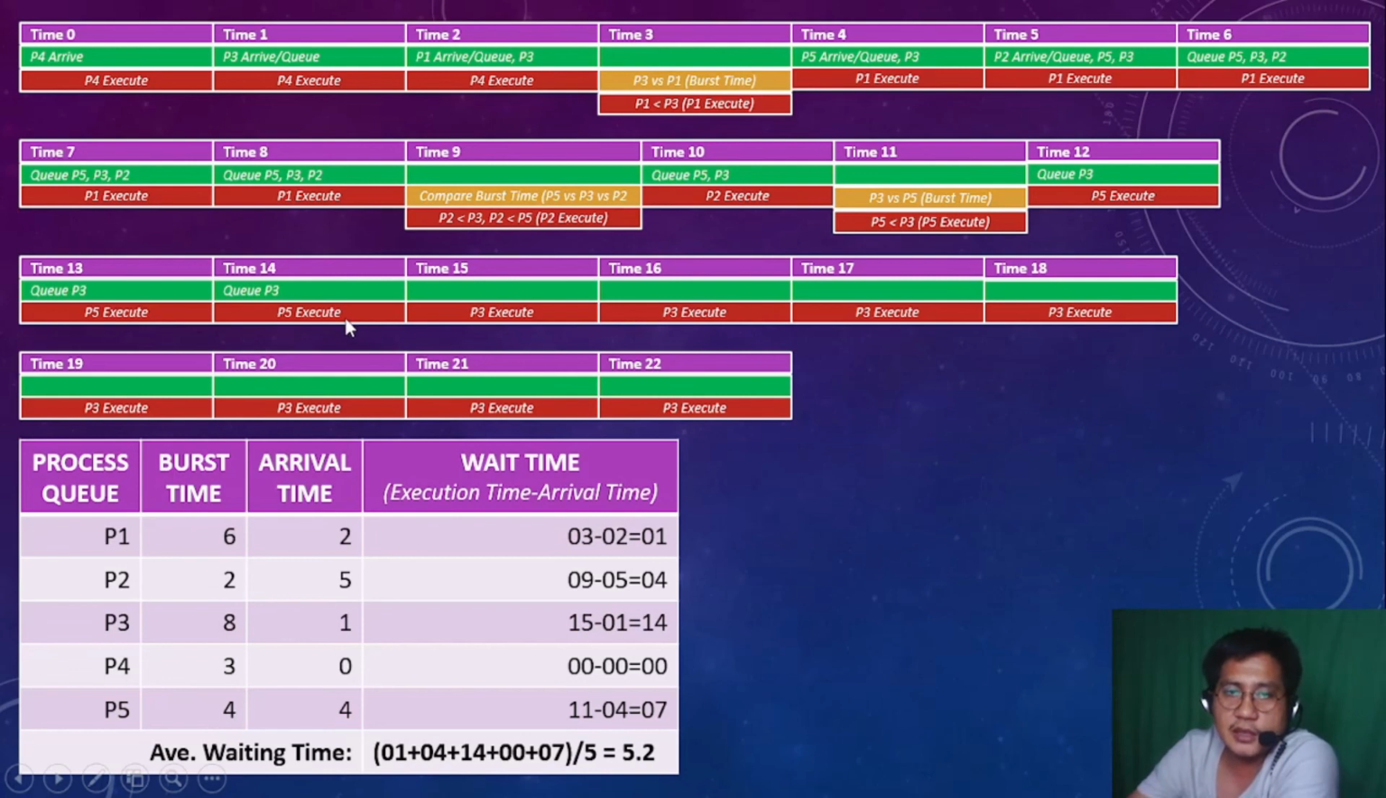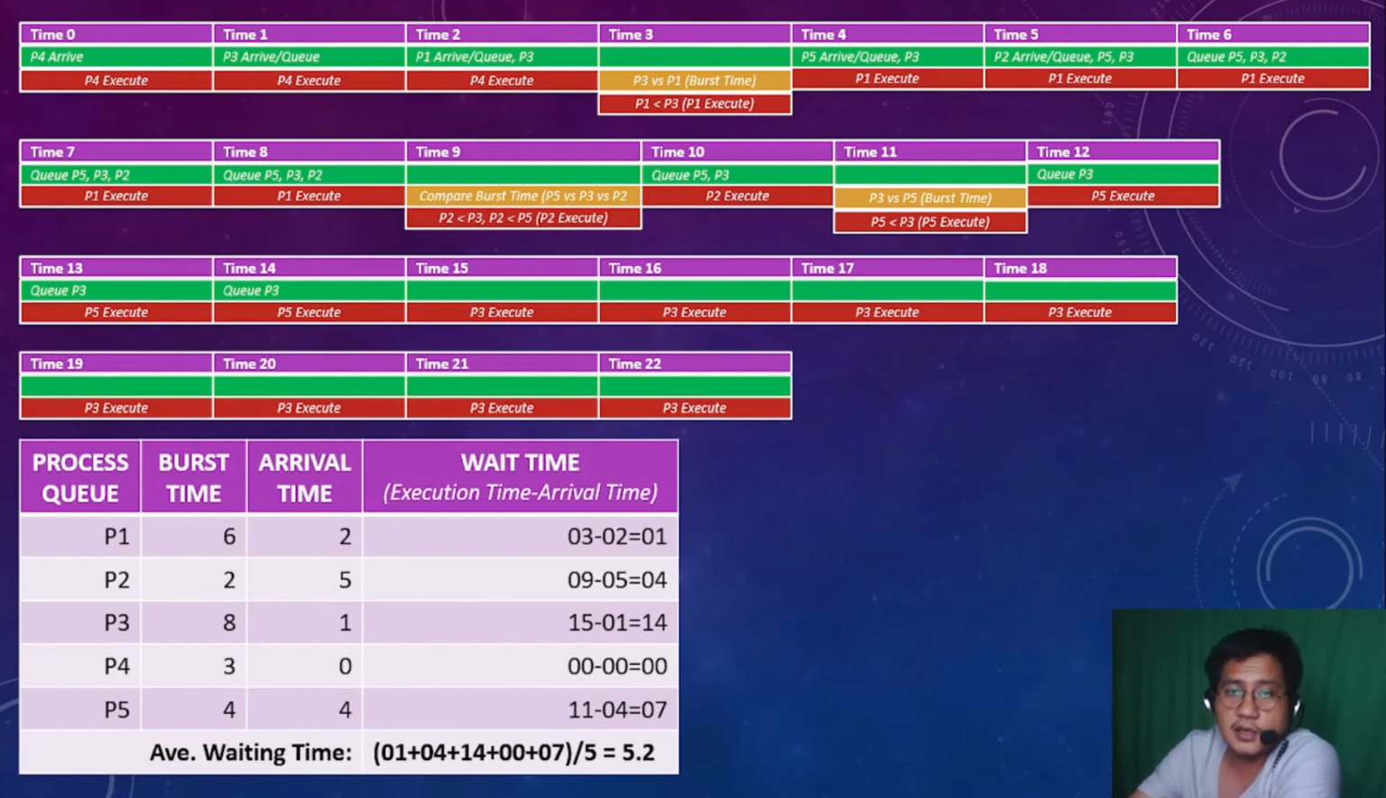Now, since there's only one process left in the queue, and that is P3, which has 8 burst time, it will then start its execution at time 15. So from 15, 16, 17, 18, 19, 20, 21 up to the 22nd slice of time, process 3 is being accommodated by the central processing unit. If we count from time 15 to time 22, we have 1, 2, 3, 4, 5, 6, 7, 8 slices of time, which is equivalent to the burst time of process 3.